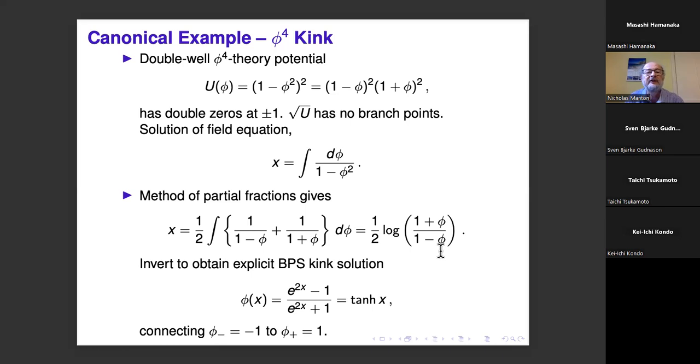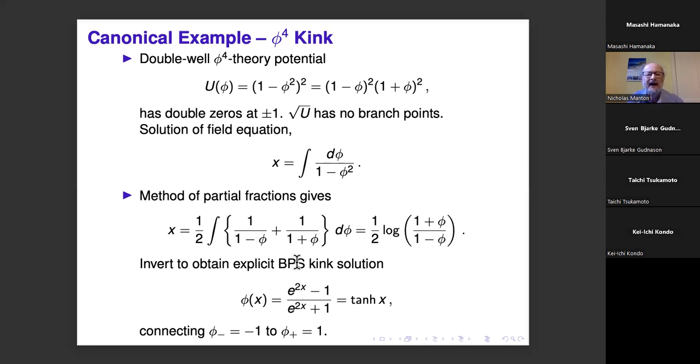So the solution of the field equation is x is the integral of d phi over this square root of u, which is 1 minus phi squared. Now, how do you solve that? Well, it is an elementary integral, but let me show you the method, which is the method of partial fractions. There are various kinds of changes of variable by which you can do this integral, but this is an illuminating method. The method of partial fractions can deal with any kind of rational expression in phi. And for this quantity 1 over 1 minus phi squared, the partial fractions is 1 over 1 minus phi plus 1 over 1 plus phi.